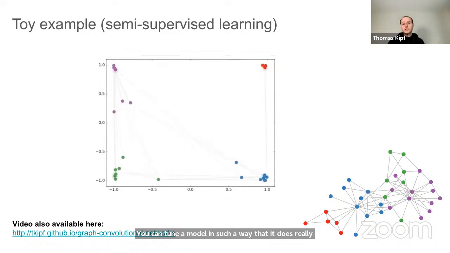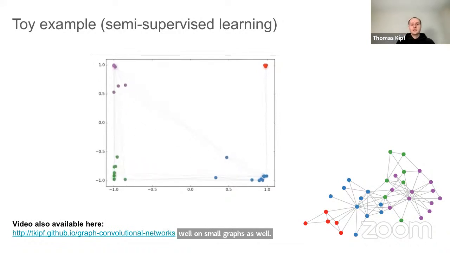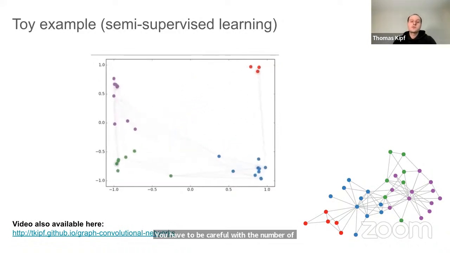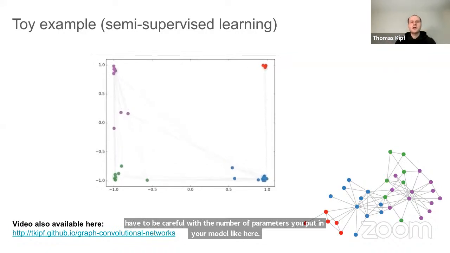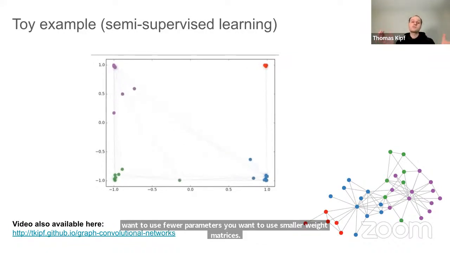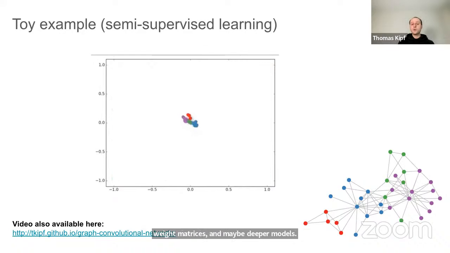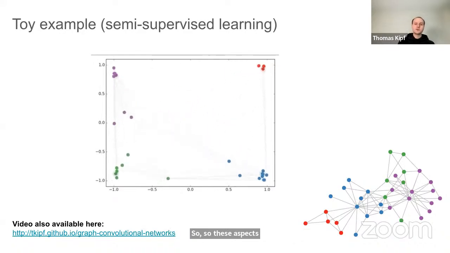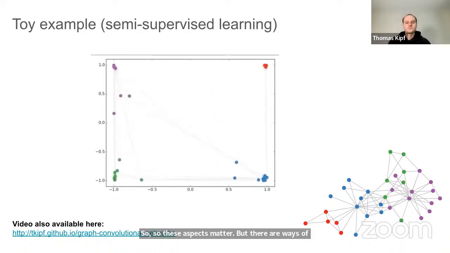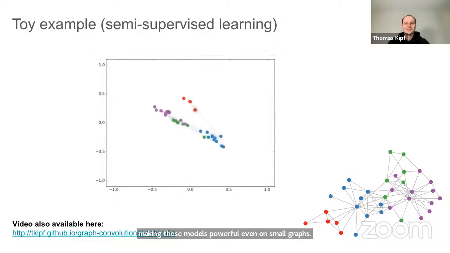You have to be careful with the number of parameters you put in your model. Like here, you want to use fewer parameters and smaller weight matrices. Whereas if you have bigger graphs, you can afford bigger weight matrices and maybe deeper models. So these aspects matter, but there are ways of making these models powerful even on small graphs. Okay, thank you. Thanks for the question.